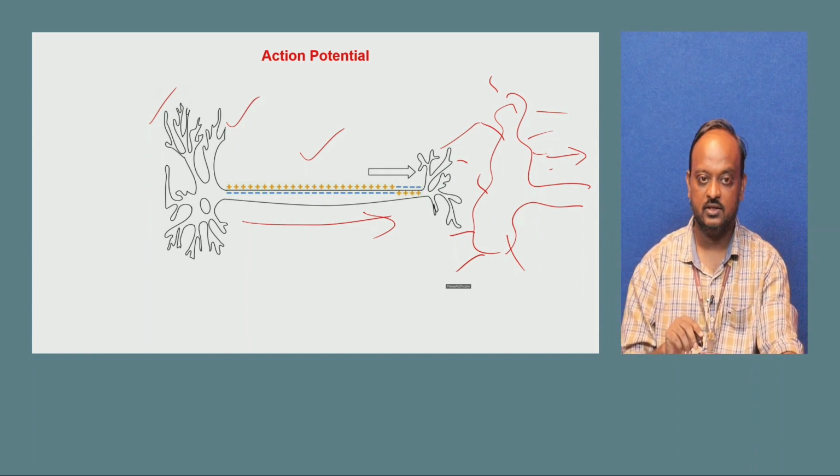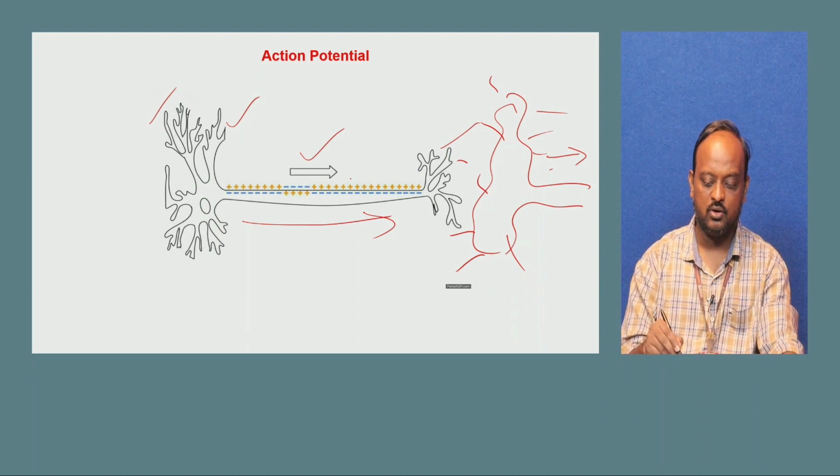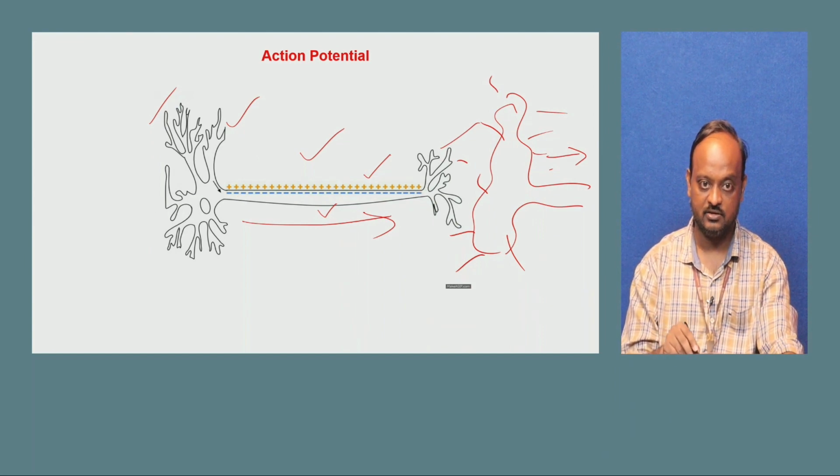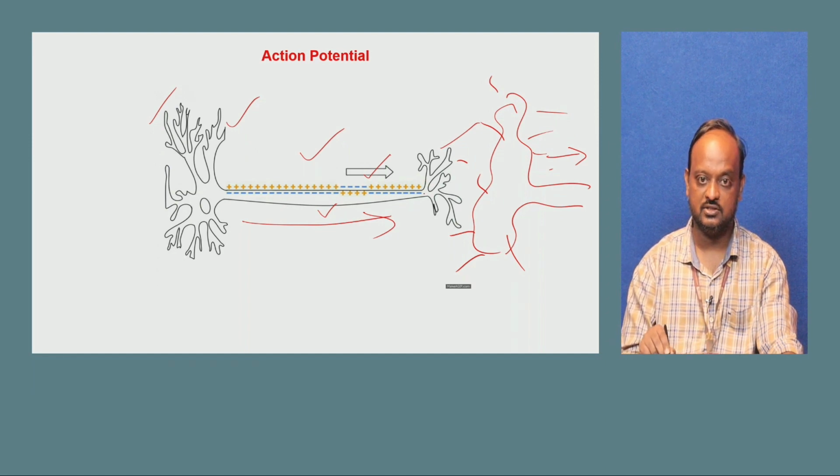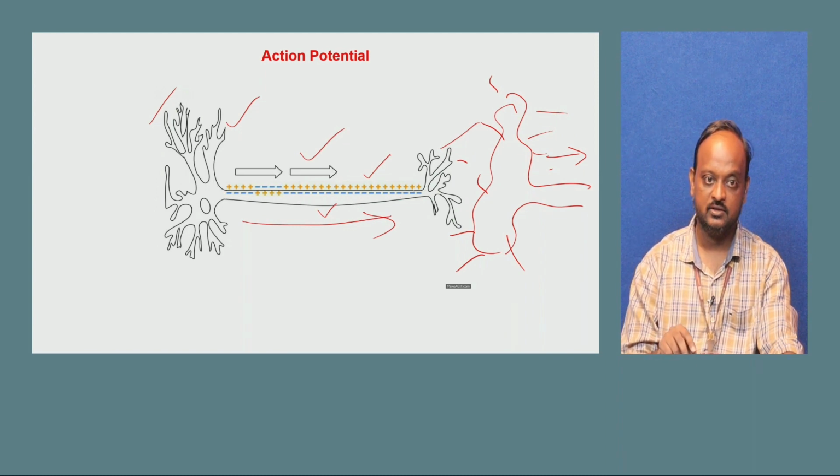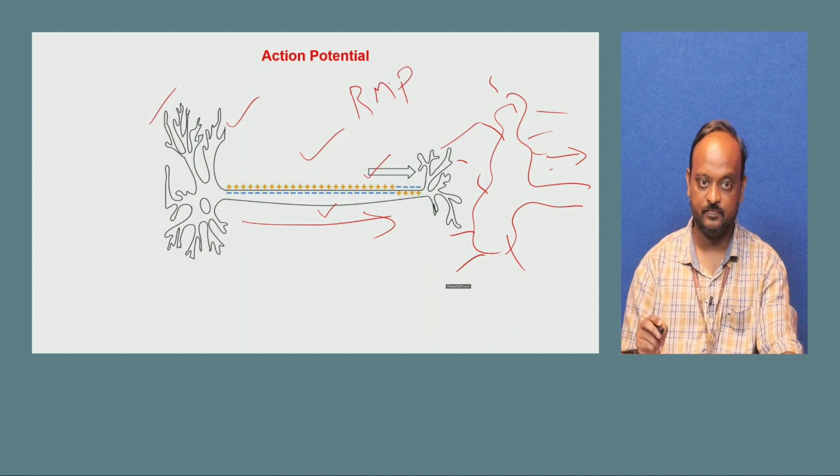If you have a look at the GIF here carefully, you have all the positive charges on top and all the negative charges inside. This is the outside of the membrane, and this is the inside of the membrane. So when the neuronal cell is in resting condition, all the positive charges will be on top and all the negative charges will be towards the inside of the membrane, right? So this condition is called resting membrane potential, right?